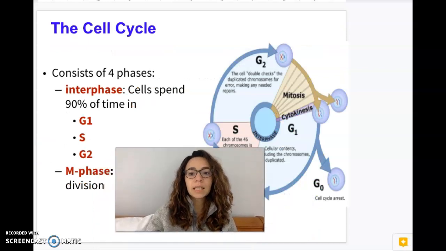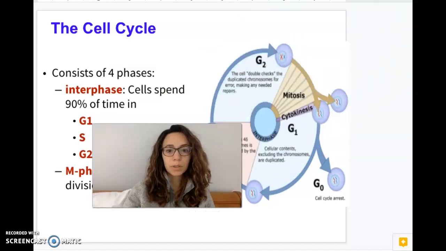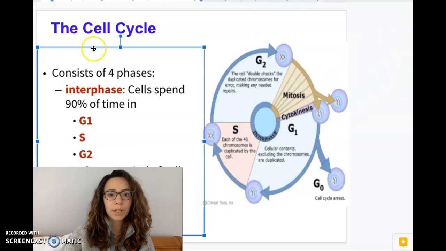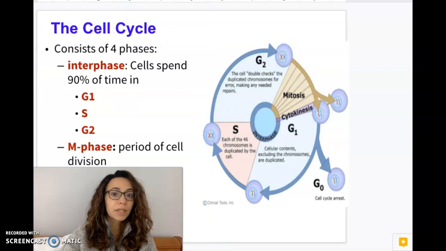So as we get into the cell cycle, there's a couple phases that you're going to need to memorize. It wouldn't hurt to maybe draw an image that looks like this. Let me try to move myself out of the way here so you can see. All right, so the cell cycle is kind of like the life cycle of a cell, right?